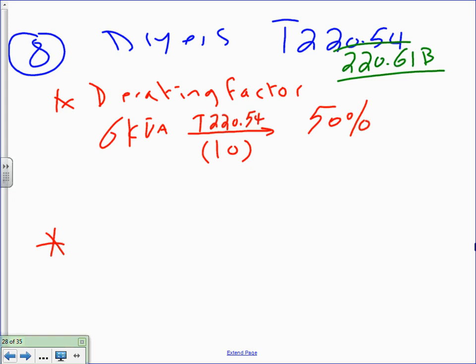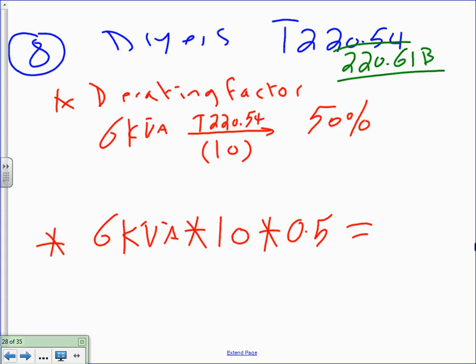Then, piece of cake. I'm going to have 6 kVA multiplied by 10. Anybody know why 10? 10 units. Multiply it by 0.5. Anybody know why 0.5? Because the derating factor is 0.5. So that will be 30 kVA. Highlight it, put stars next to it, and that will be number 3 in your sheet. Any questions, guys, about that? Number 3 on your sheet.